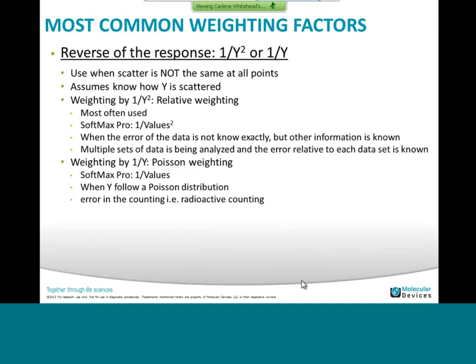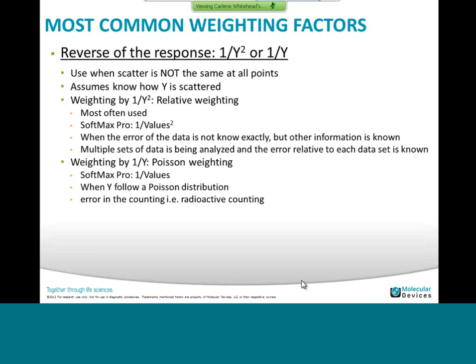Now we're going to review some weighting factors. Again, those weighting factors have been implemented in a protocol for testing which weighting factor is best. The first is the reverse of the response, so 1 divided by the response squared, or 1 divided by the response. This is used when the scatter is not the same at all points, but you assume you know how wide it is scattered. So it is linked to concentration, time, or number of points. So you have two types.